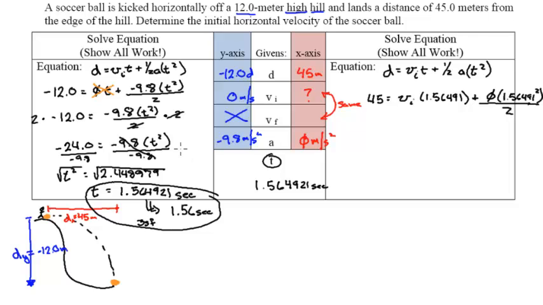Alright, if I take a look at this, 0 times any number, does that make 0? And then 0 divided by 2, does that all blow up? Leaving me with 45 equals VI times 1.56491. In order to get VI all by itself, I'll divide by 1.56491. Cancel, cancel, but I can do the same to the left.